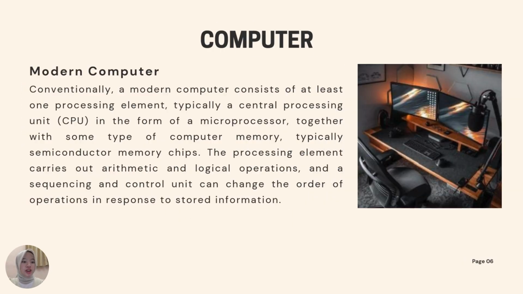Modern computer. Conventionally, a modern computer consists of at least one processing element, typically a central processing unit or CPU, in the form of a microprocessor, together with some type of computer memory, typically semiconductor memory chips. The processing element carries out arithmetic and logical operations, and a sequencing and control unit can change the order of operations in response to stored information.